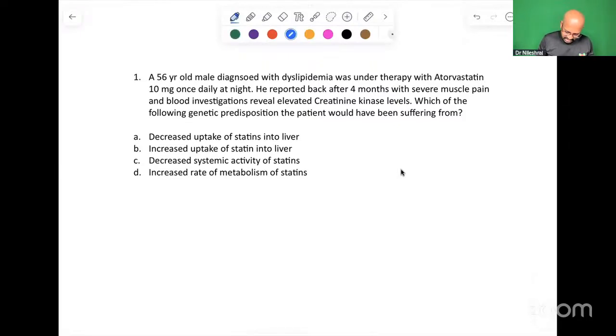A 56-year-old male diagnosed with dyslipidemia was under therapy with atorvastatin, 10 milligram once daily at night. He reported back after 4 months with severe muscle pain, and blood investigations reveal elevated creatine kinase levels. Which of the following genetic predisposition would the patient have been suffering from?